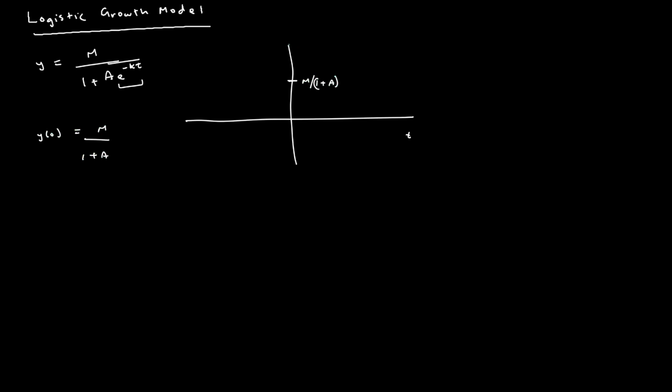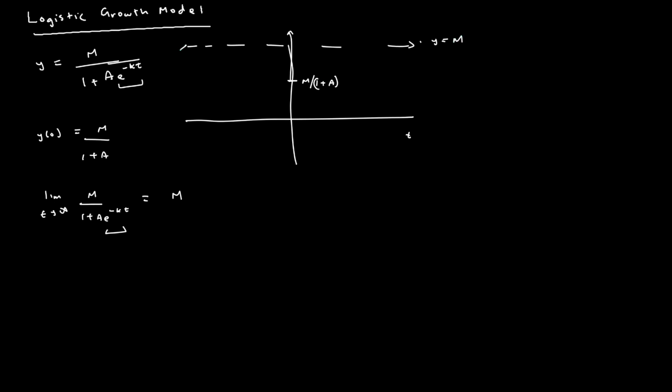And now as t tends towards infinity, the limit of m over 1 plus a times e to the minus kt, we know that the exponential function will become closer and closer to 0. So we're multiplying a by 0 essentially, and then that means we're left over with just m divided by 1, so we get m. So as t tends towards infinity, we have a horizontal asymptote at y equals m.